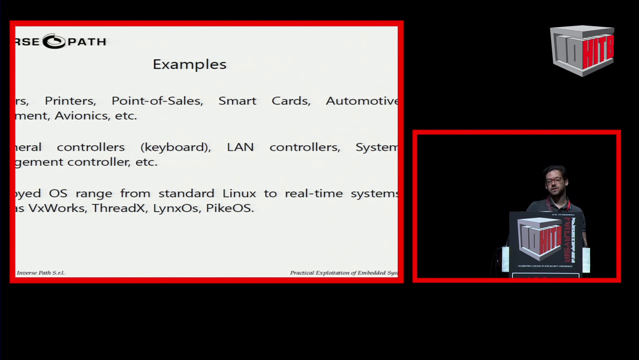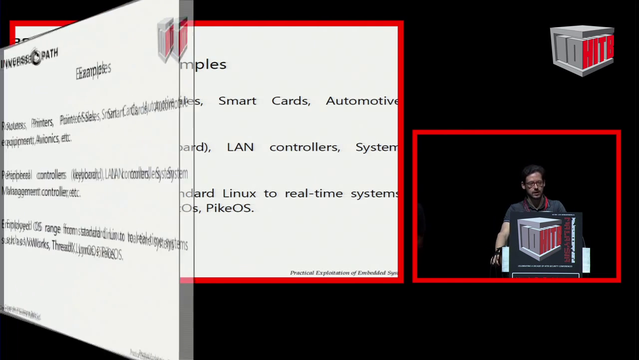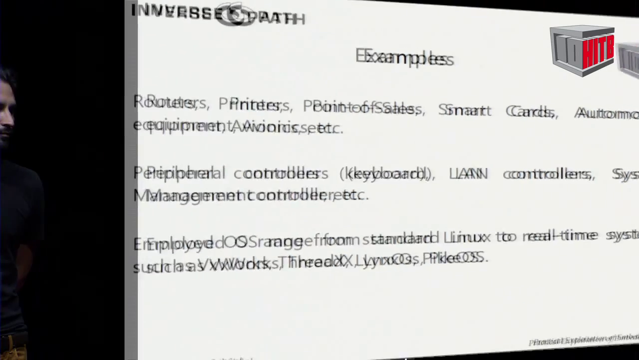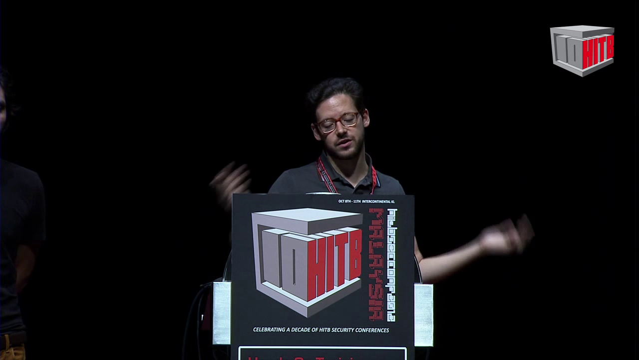Also, if you have an Ethernet card on your laptop and it has its own firmware, that is also considered to be an embedded system. System management controllers, all peripheral controllers, and so on. And these embedded systems can be just microcontrollers with more or less advanced functionality and tiny firmware, or they can also be more complex systems with a full real-time OS, such as VxWorks, ThreadX, and other systems. So it's a very large area, a very complex area.